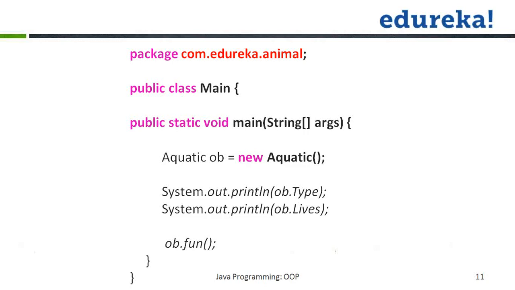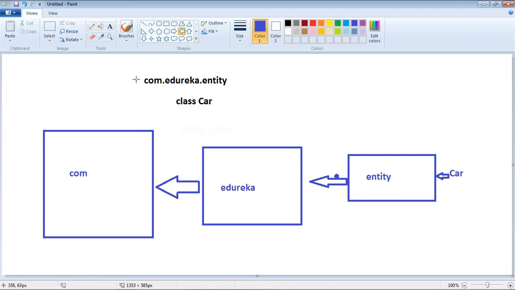Amir says, sir, can you briefly define what a package is, please? Okay, I'll do that, Amir. I already have a diagram. Let's say the name of the package is com.edureka.entity. This is the name of the package, and this is the class that is present in the package. So in your computer's hard disk, you'll find that com is actually a folder within which you'll find an Edureka folder. Then you'll find an entity folder in Edureka. Finally, in entity, you'll find the class that you defined, that is car. So this is a package name. Are you clear with this, Amir?